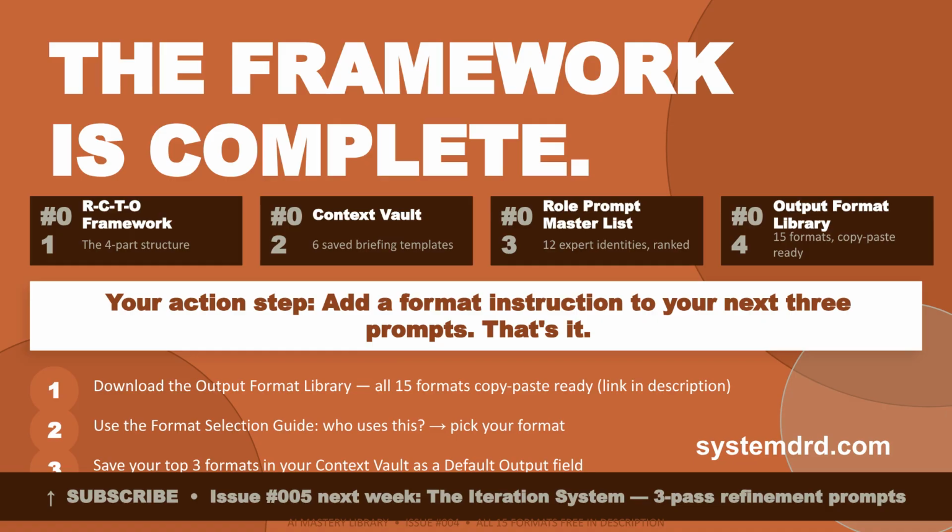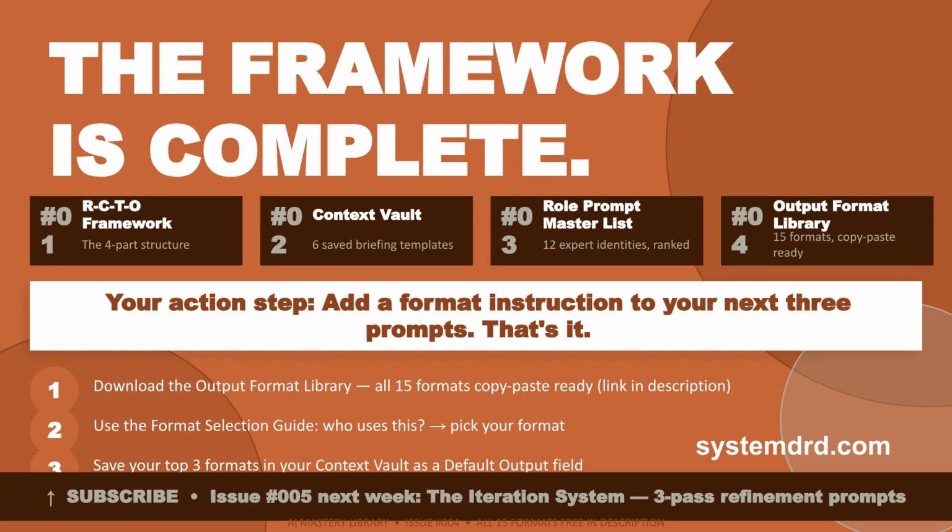4 issues, 4 elements, 1 complete framework. Issue 1, the RCTO structure, the architecture of every effective prompt. Issue 2, the context vault, the saved briefing that makes everything specific to you. Issue 3, the role prompt master list, 12 expert identities ranked by output quality. Issue 4, the output format library, 15 formats that make every output immediately usable.